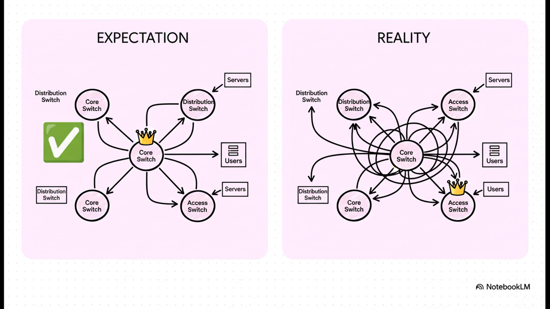And this slide just lays it out perfectly. On the left, that's what we wanted to happen. Our big, beefy core switch should be the root. We do that by giving it a really low, attractive priority number. But over on the right, that's reality. Some random access switch won the election. And why? Probably just because it happened to have a lower MAC address. The network is running on pure chance.